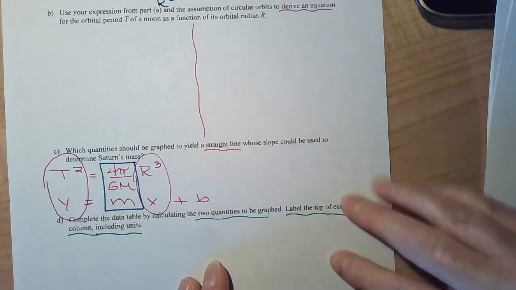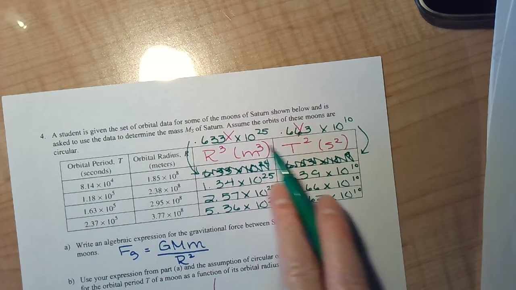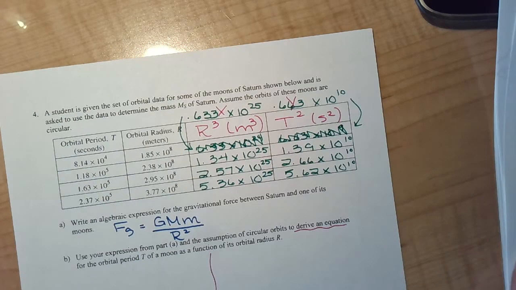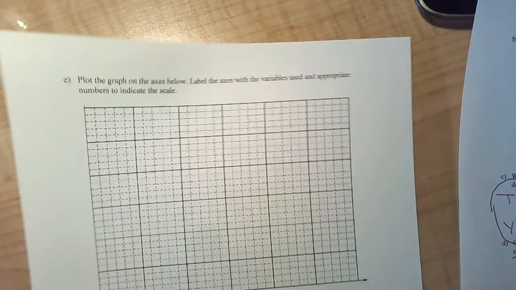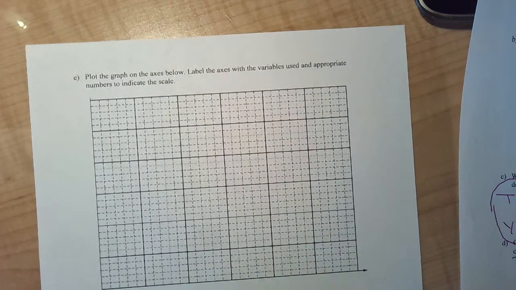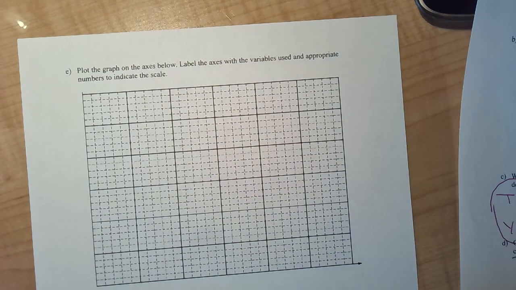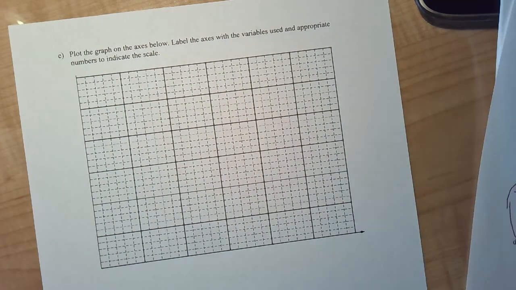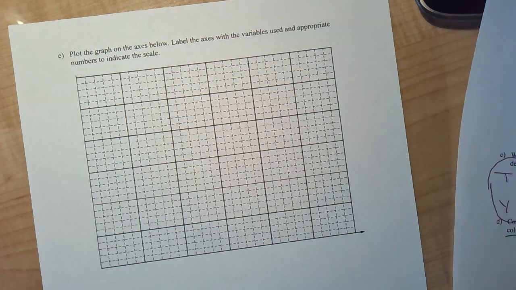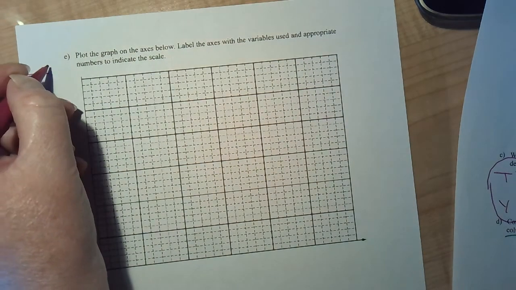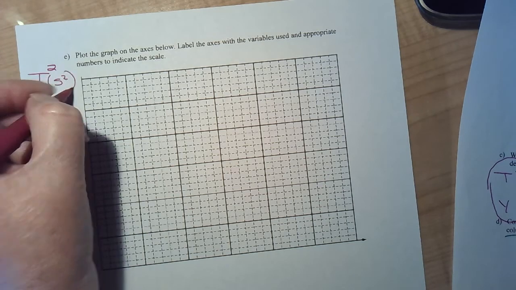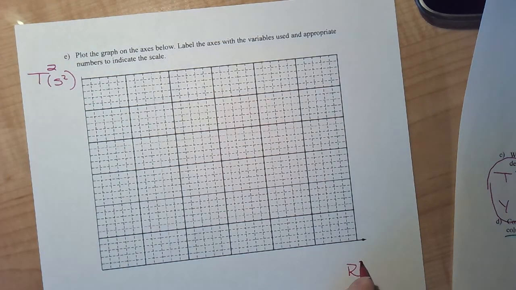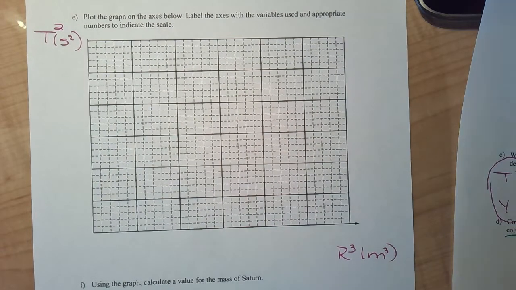Knowing that, I'm going to go up here, and this is going to be my x column, and this is going to be my y column. So for that reason, I'm going to put r cubed here. And r is in meters, and if I cube it, then I'm going to have meters cubed. And t squared is going to be on the y-axis, and that's in seconds, so this is going to be seconds squared. So I'm going to take a second, and I'm going to type these values in, and I'm going to write them in my chart.